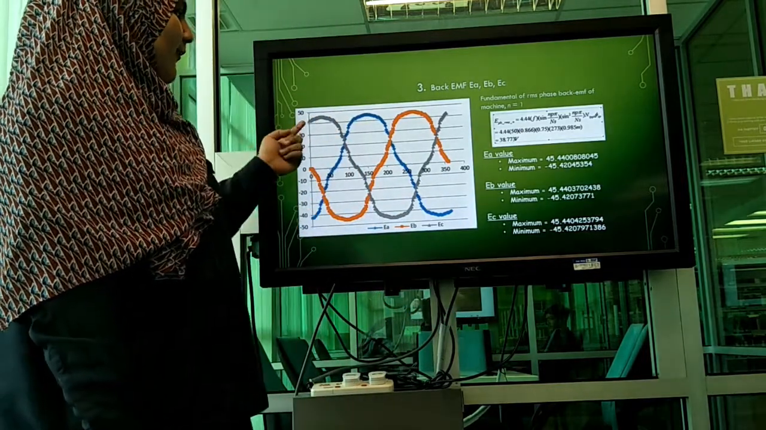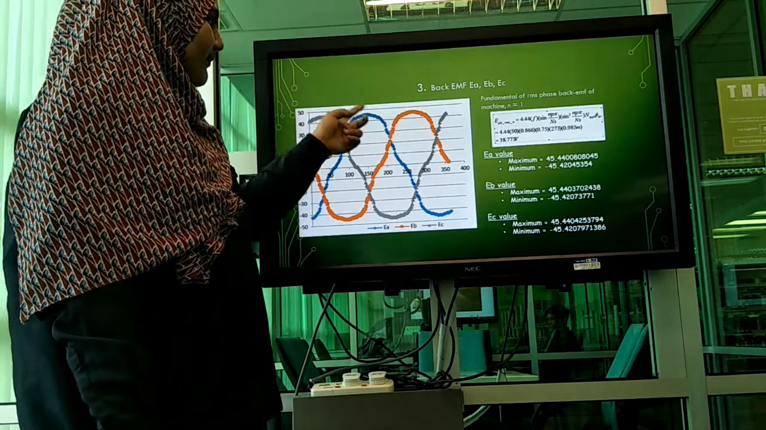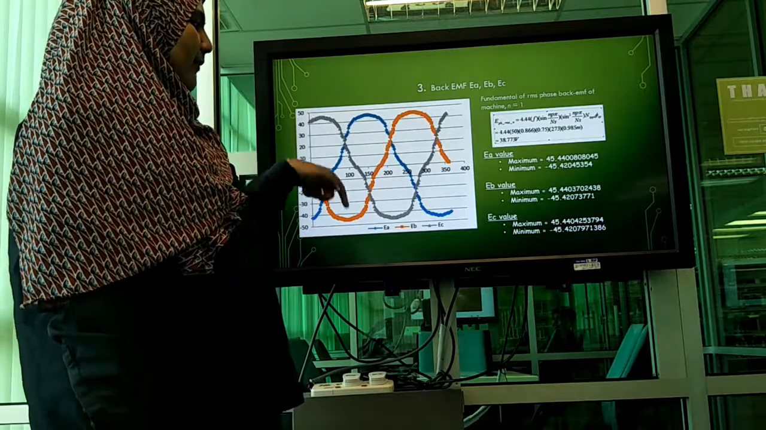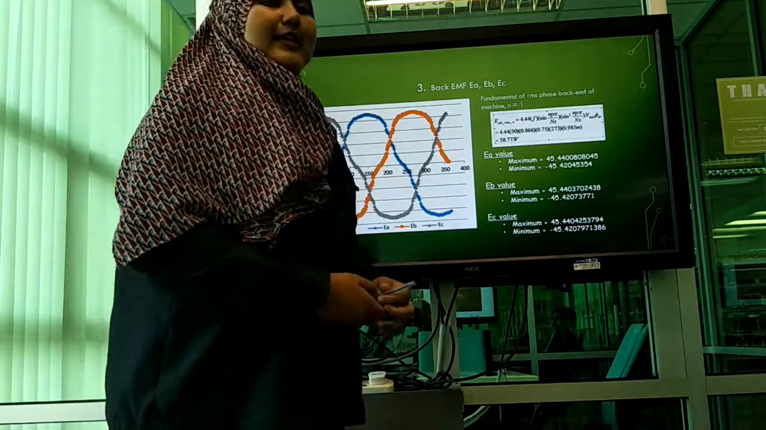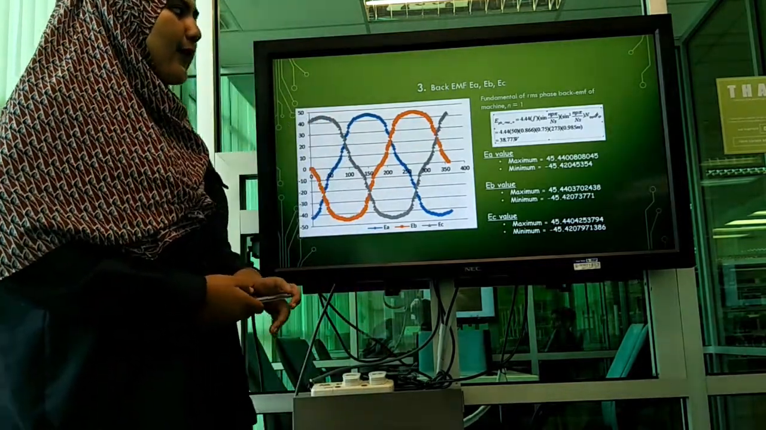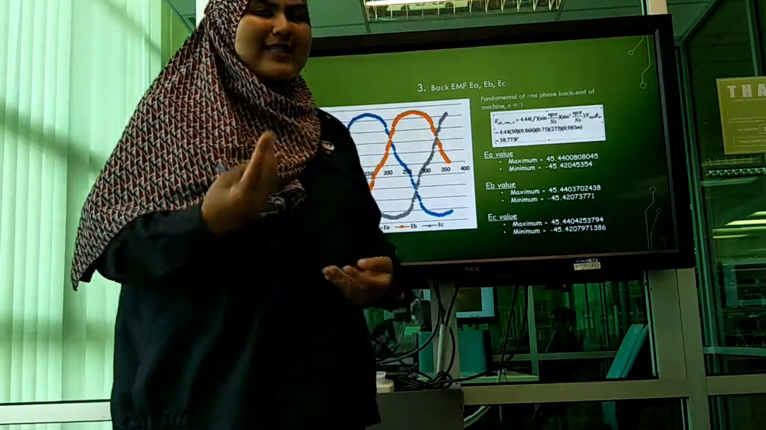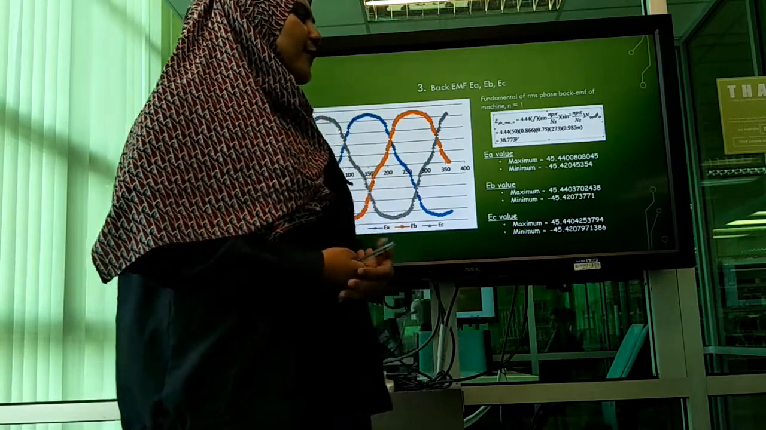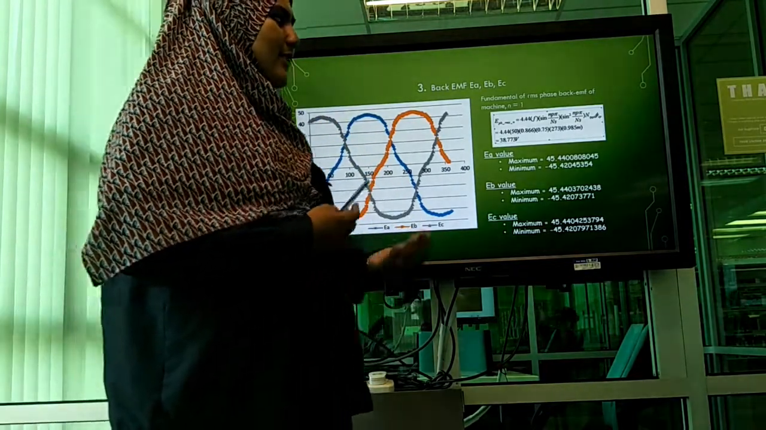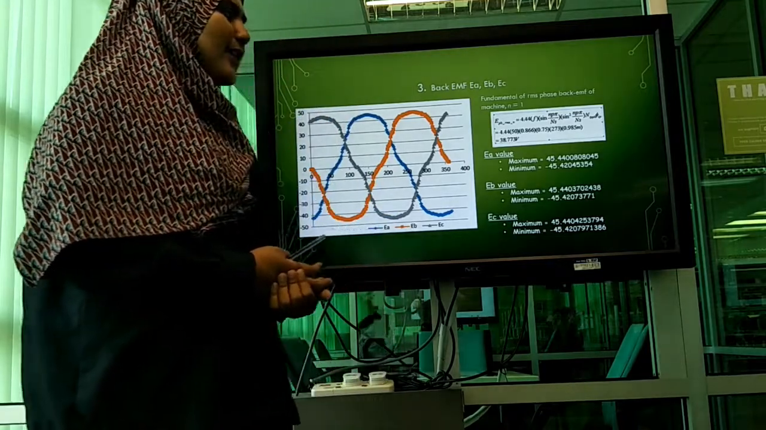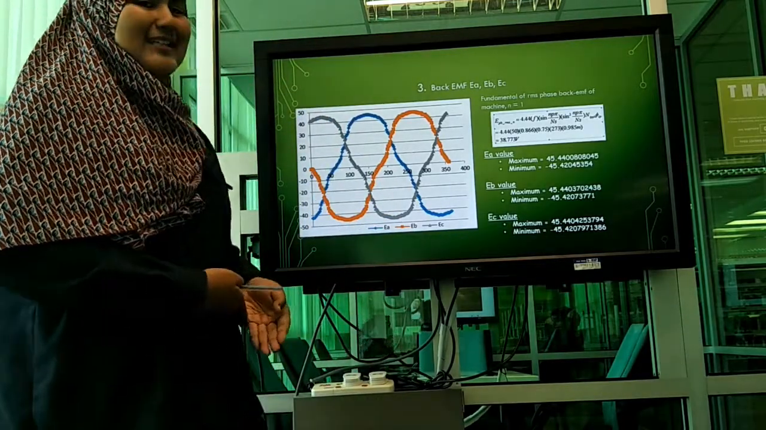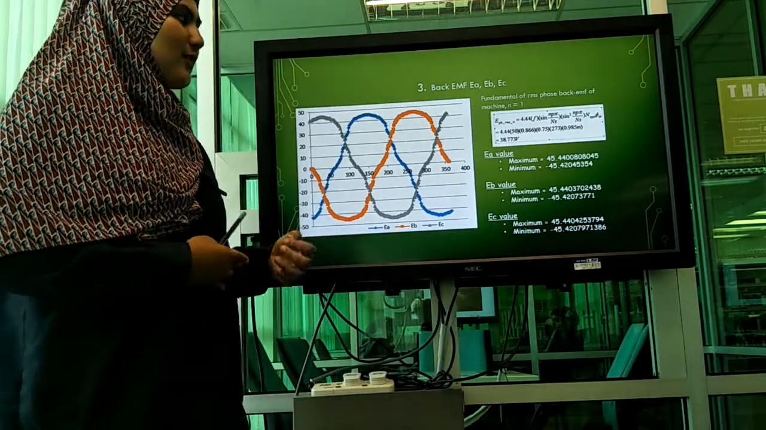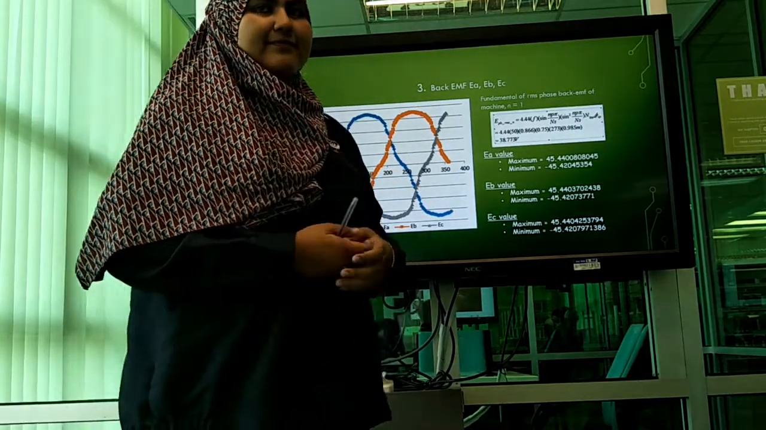This is phase A. Phase A is the blue one. Phase B is the orange one. And phase C is the grey one. The maximum EA value is 45.44, the same as EB and also EC. While the minimum value for EA is negative 45.42, the same as EB and EC. We can see that this motor is balanced in all three phases.